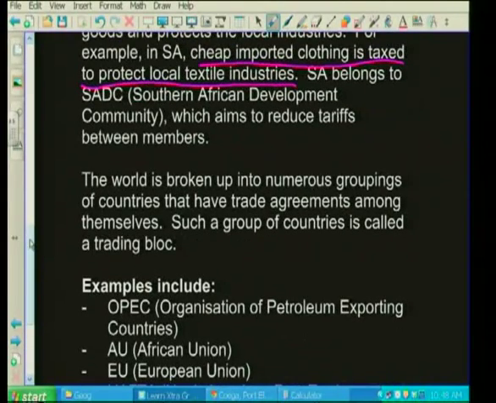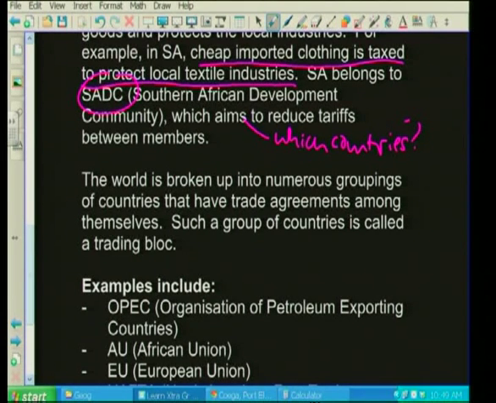South Africa belongs to SADC, which stands for the Southern African Development Community. And this aims at reducing tariffs between members. So basically, there's a lot of trade agreements and benefits for all the countries in Southern Africa. And you must know which countries are part of SADC, right? Make sure you go and recap that, because that's important to know.